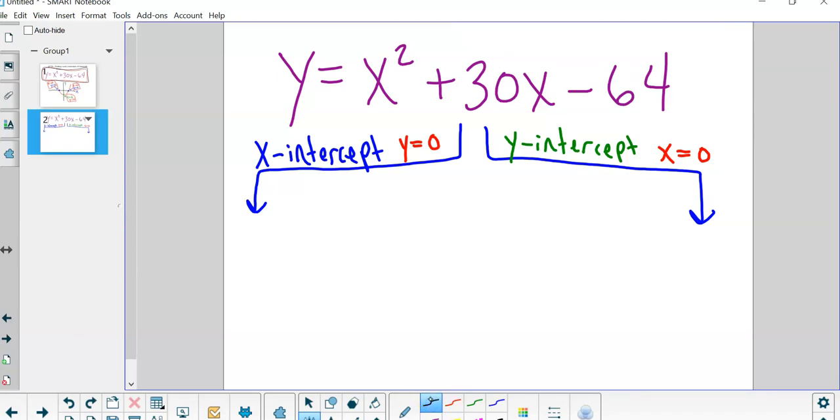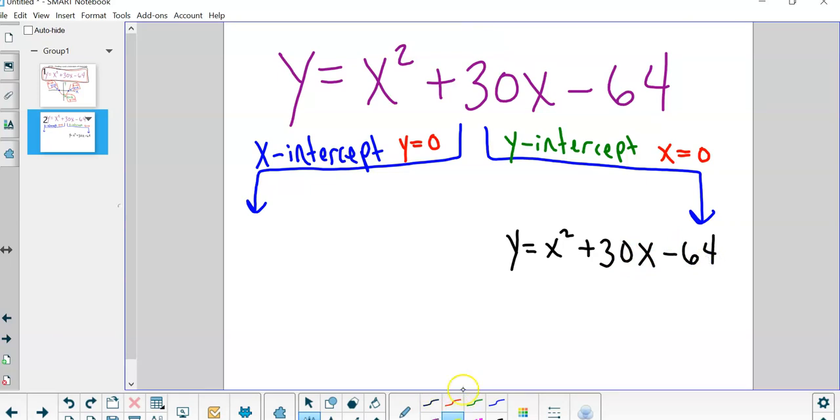So the first thing that I'm going to do is start to find the y-intercept. That's the easier of the two things to find. What I'm going to do is take what we have, y is equal to x squared plus 30x minus 64. I'm going to rewrite it right here: y is equal to x squared plus 30x minus 64.